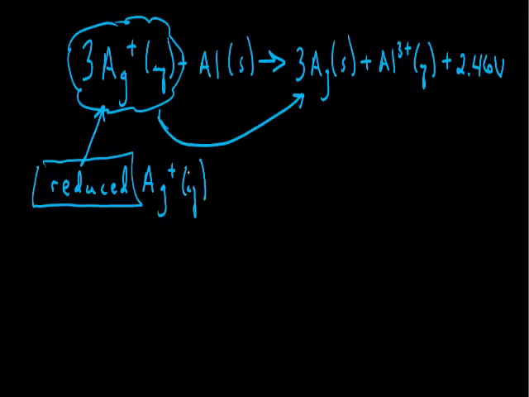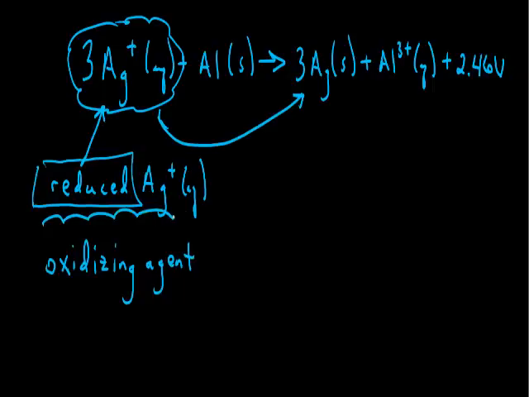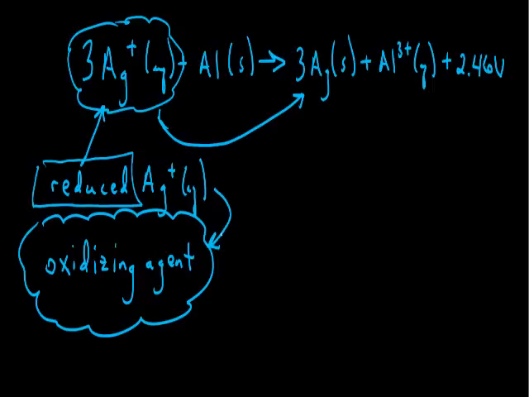Now, by virtue of being reduced, the aqueous silver ions are also known as the oxidizing agent, in that by virtue of being reduced, the silver 1 plus ions cause the other chemical in the reaction to be oxidized, so the silver ions are also known as the oxidizing agent in this reaction.